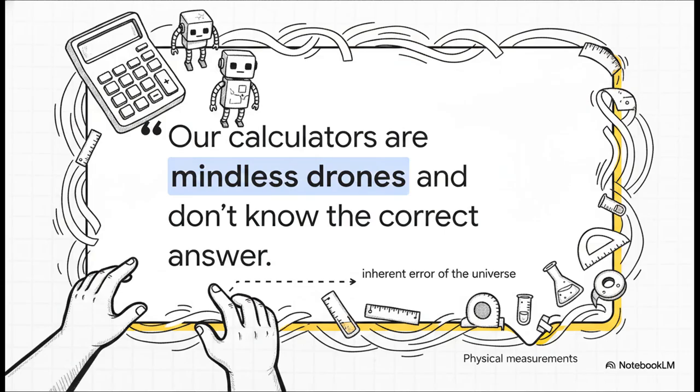Check out this quote: "Our calculators are mindless drones and don't know the correct answer." It sounds a little harsh, sure, but it's actually completely accurate. Your pocket calculator doesn't understand the physical limitations of real-world measurements. It has literally zero grasp of the inherent error of the universe. It just crunches digits without context, assuming everything is perfectly absolute. So we have to step in and provide that missing context.